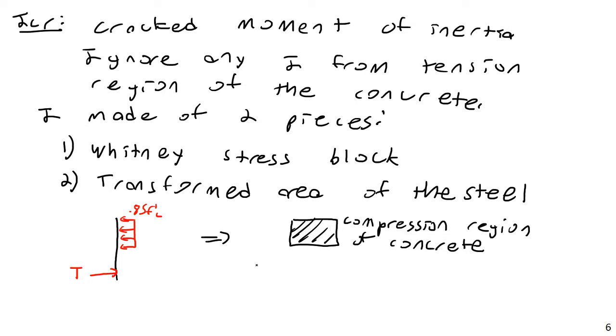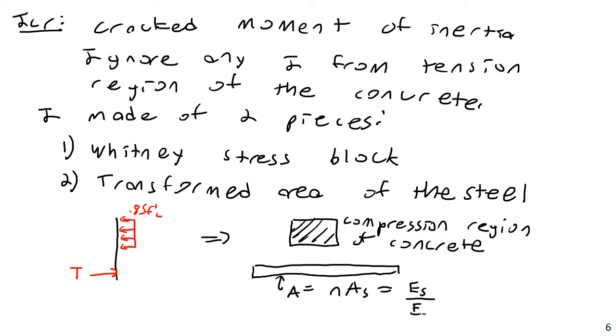and we'll also have an element of steel here, but it's going to be transformed. It's going to be increased far beyond its original area by multiplying by n. So this has the same depth as the center of the tension steel, but the area is going to be equal to n times the area of steel, where n is just E_s over E_c. So it's basically E_s, the modulus of elasticity of the steel, 29,000 ksi, divided by E_c, the modulus of elasticity that we calculated previously for the concrete. So you basically combine these two things together.